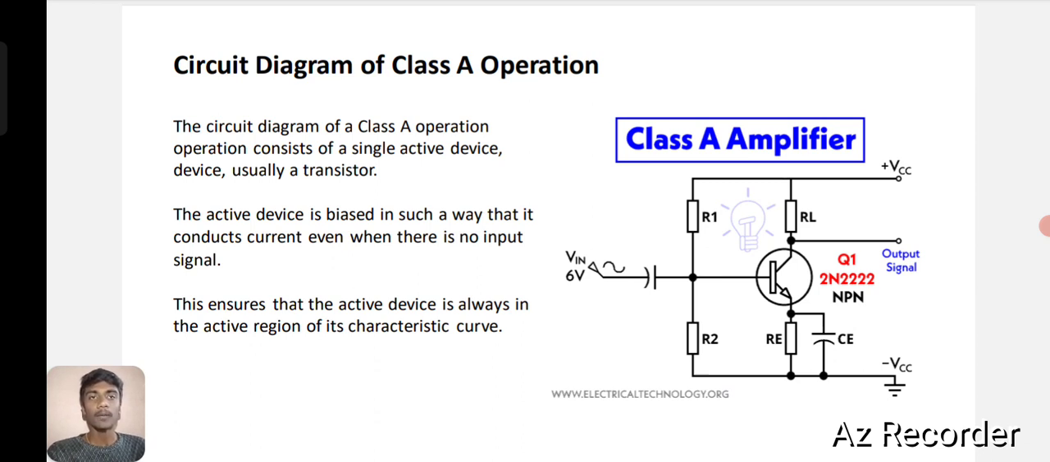The circuit diagram of a class A operation consists of a single active device, usually a transistor. The active device is biased in such a way that it conducts current even when there is no input signal. This ensures that the active device is always in the active region of its characteristic curve. In the class A amplifier circuit we have seen, we have used four resistors, two NPN transistors and two capacitors. The signals are connected to plus VCC and the ground. We have seen the output at the RL signal.